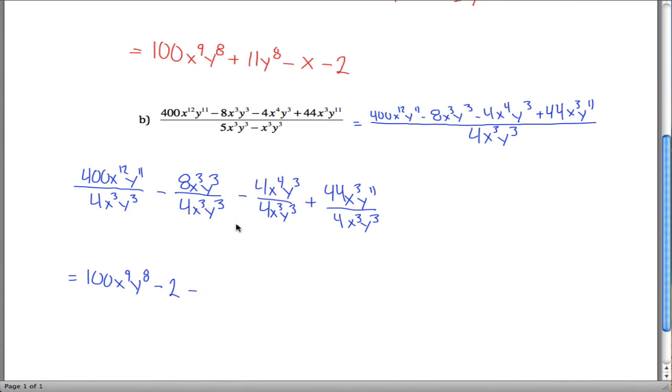Over here, I got negative 4 over 4 is just 1. X to the 4th over x cubed is x to the 1 power, or just x. And the y cubeds cancel. Got minus x just like I have here. And finally, 44 over 4 is 11. X cubed over x cubed cancels. Y to the 11th divided by y cubed is y to the 8th.